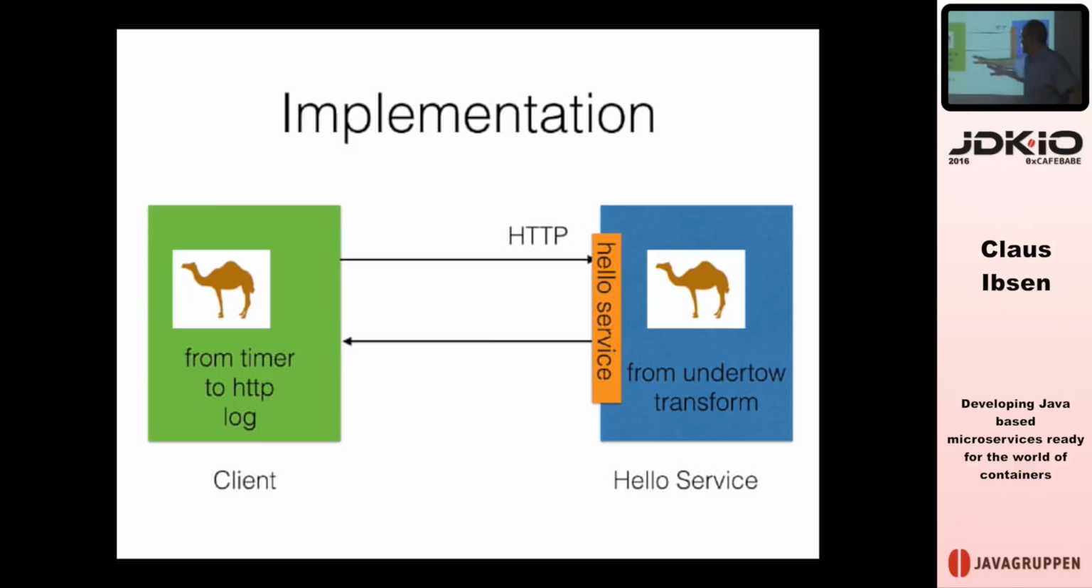So in Camel lingo, it will be something like this on the client. We don't want to do something ourselves, so we just use a timer, call an HTTP endpoint, and log it. On the server side, we run in WildFly Swarm. We can use the awesome Undertow HTTP engine and do a message transformation.